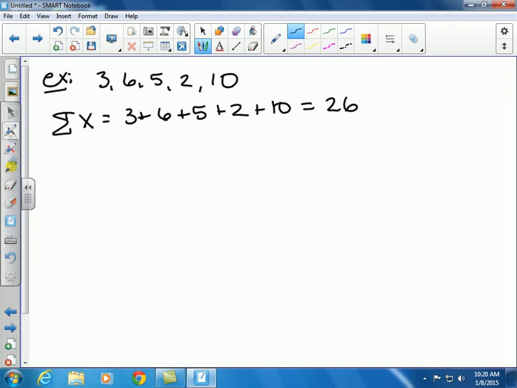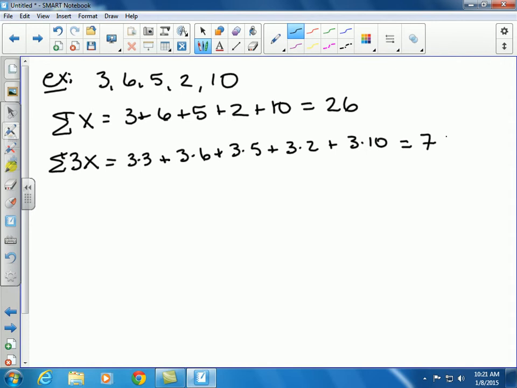If I want the sum of 3x, what that means is you take every data point and multiply it by 3. So you do 3 times 3 plus 3 times 6 plus 3 times 5 plus 3 times 2 plus 3 times 10. So you multiply each data point by 3 before adding. And why do you do it before? Because of PEMDAS. It tells you must do the multiplication before you do the addition, and that is no different here. And that total happens to be 78.